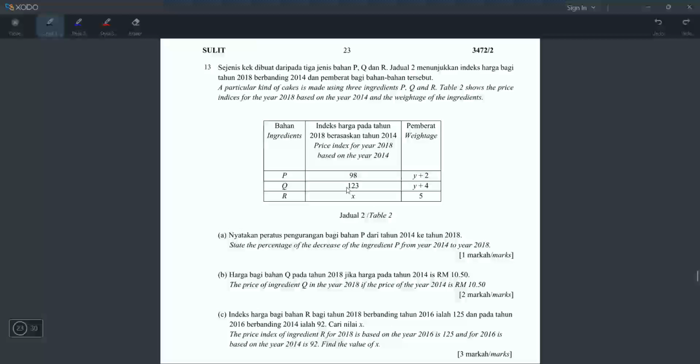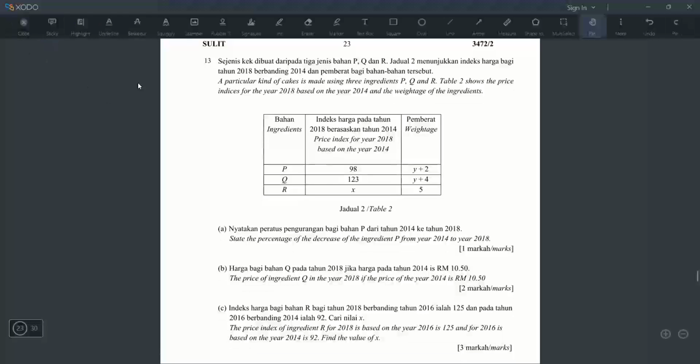Okay, number 13. This is obviously an index number question. Let's start. When we do index numbers, I always teach to label first. So we read the question and try to label first. A particular kind of cake is made using 3 ingredients P, Q, R. All these ingredients are used to make the cake. Table 2 shows the price index for the year 2018 based on 2014. So this is I for 18 over 14. And then the weightage, the symbol we use is W.